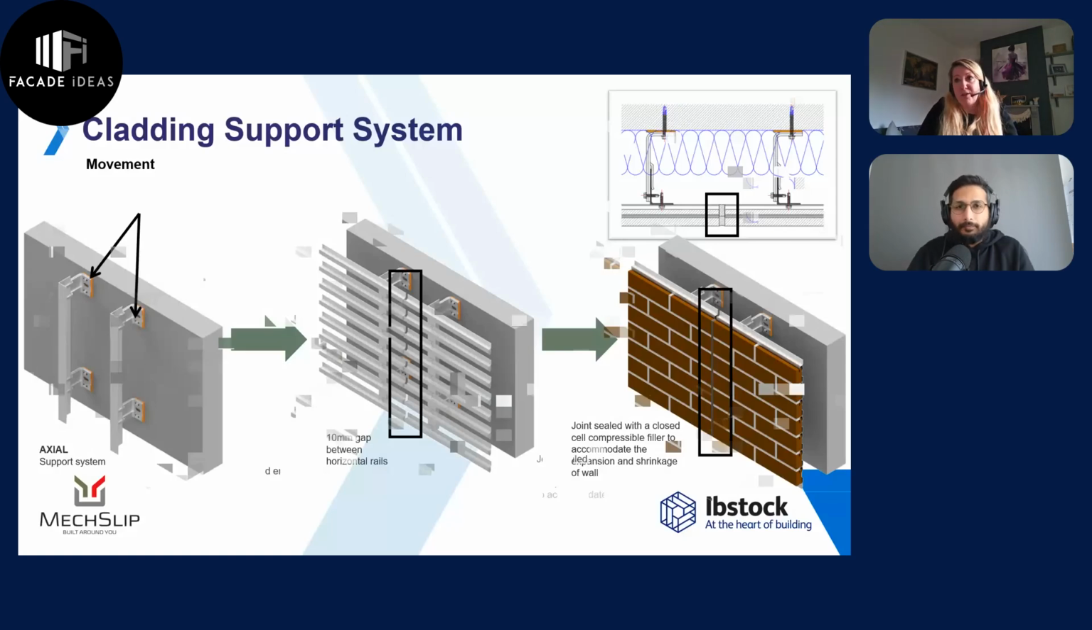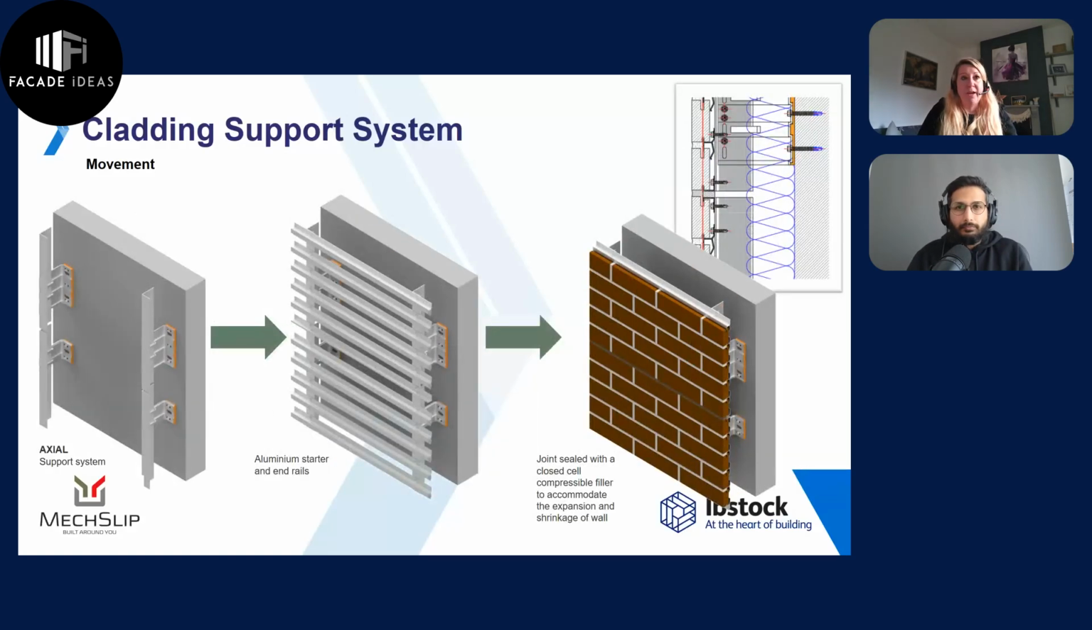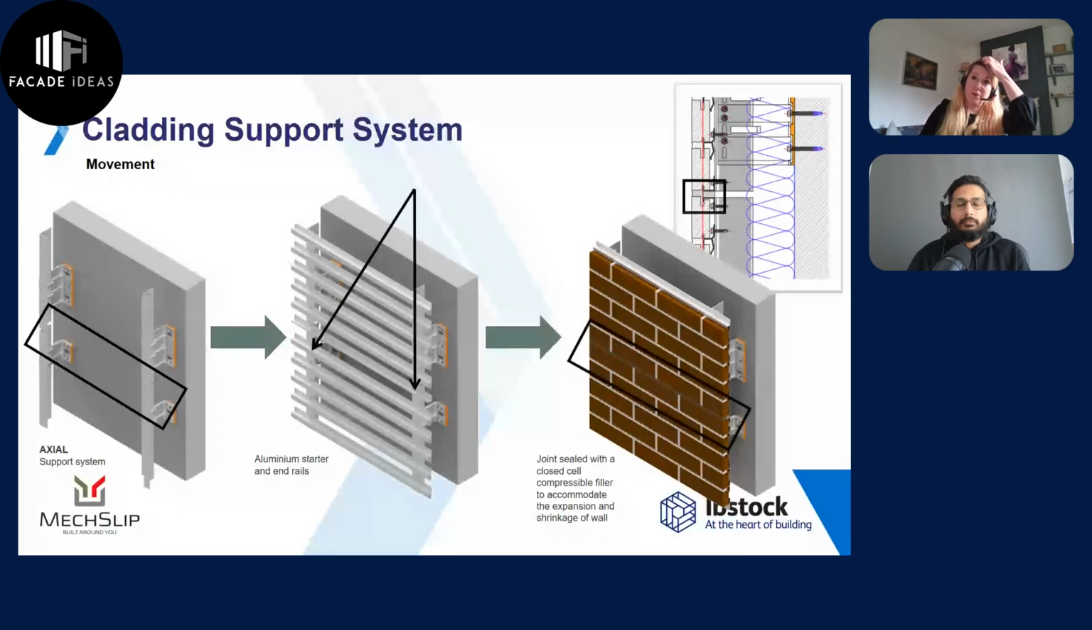Similarly, when we come into horizontal movement joints, it's exactly the same. So we would supply those, we would break the rails with that 10mm. Same thing applies where we've got a starter and an end rail, because we're stopping and starting that panel of brickwork, and we would supply that with a compressible filler and sealant to the front, just as we would with traditional masonry. And this allows the thermal movement and expansion and contraction of the clay masonry product.